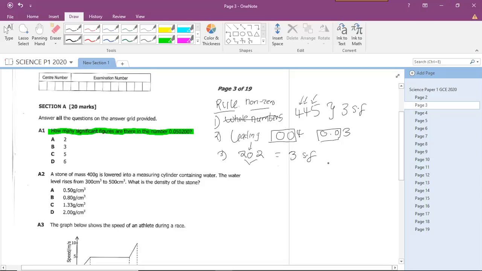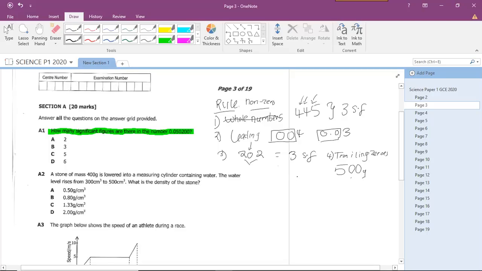Zeros at the end are significant. Trailing zeros, or zeros at the end, are all significant, whether it has a decimal point or doesn't have a decimal point. For example, if I say 500, by the way, it depends. If I say 500 grams, adding this unit makes this zero significant.